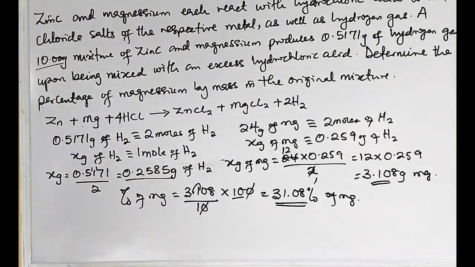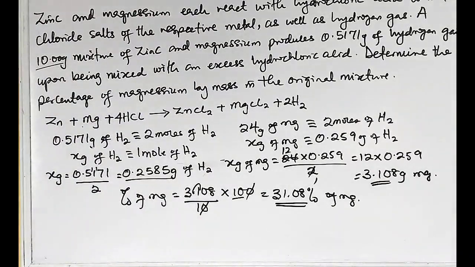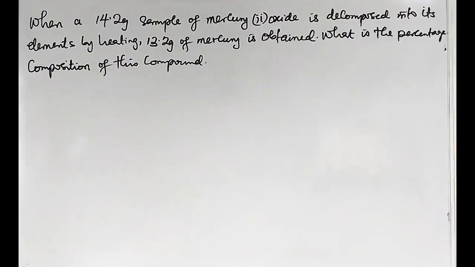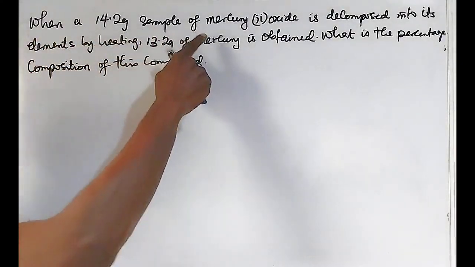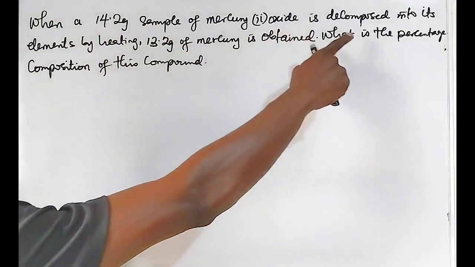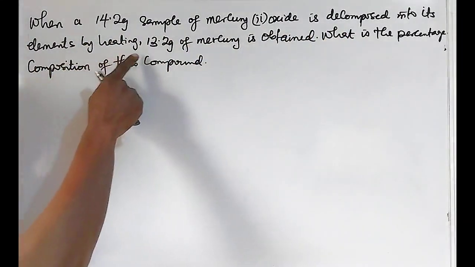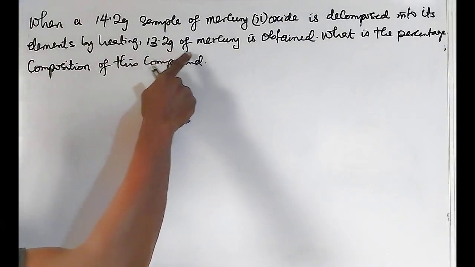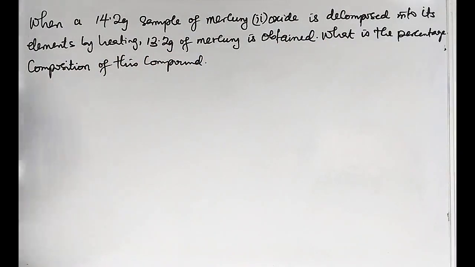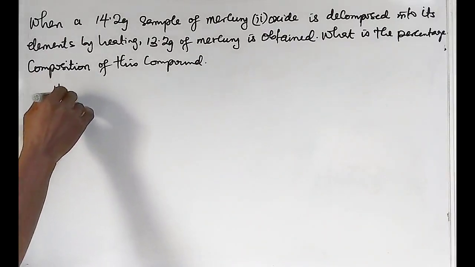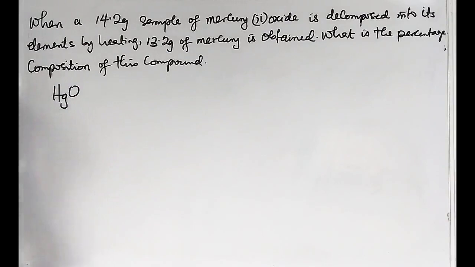Alright, let us now move to number 7. The question is, when a 14.2 gram sample of mercury 2 oxide is decomposed into its elements by heating, 13.2 gram of mercury is obtained. What is the percentage composition of this compound? Writing up the compound here, this is mercury 2 oxide.